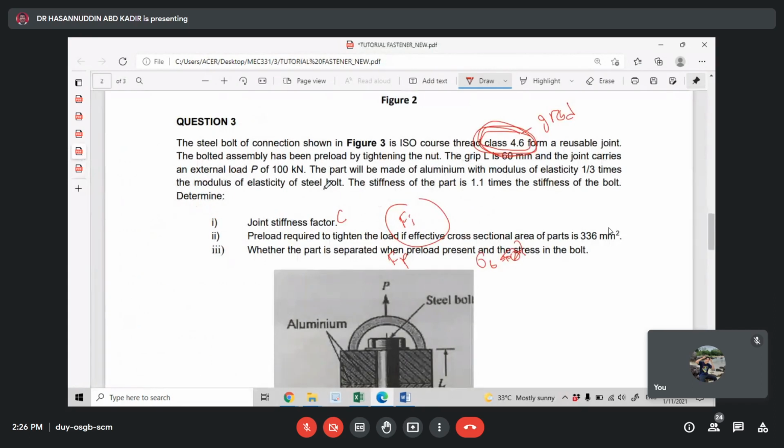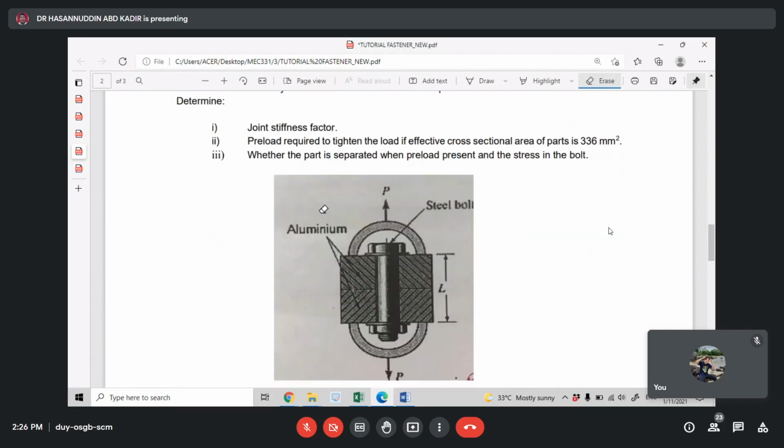Does anyone want to ask about the FI part of question number 2? No one. Okay, I proceed to question number 3. So they ask another one: whether the part is separated when preload is present, and the stress on the bolt. They ask you to find the stress on the bolt. Then also find whether the part is separated when the preload is present.